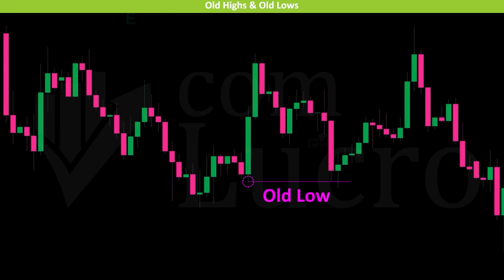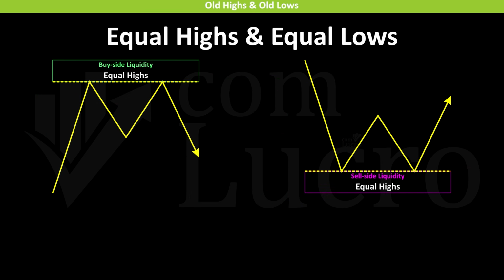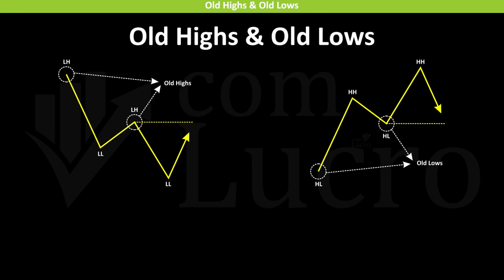This idea is central not only to ICT concepts, but also to the broader understanding of market manipulation. Price often moves into these isolated highs or lows to trigger resting orders and induce retail traders to one side of the market before reversing. Understanding the difference between equal highs and lows and old highs and old lows helps traders better identify where liquidity is likely to be located and how price is more likely to behave around these areas.